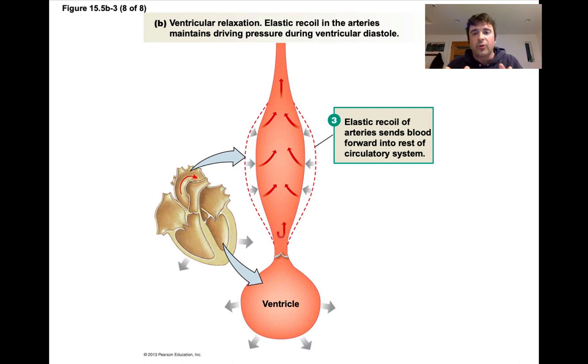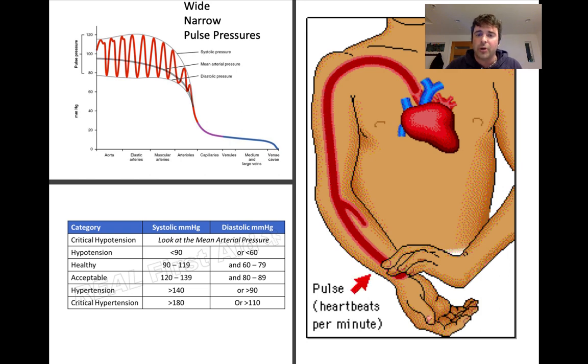The elastic recoil of arteries is really important in maintaining diastolic pressure because as the arteries recoil, they physically force blood through the cardiovascular system. They generate another pressure gradient that forces blood through the cardiovascular system, so our diastolic blood pressure doesn't plummet and we don't get a huge pulse pressure, the difference between our systolic and our diastolic, which would put a huge amount of stress on our arteries. So that's a really important value, pulse pressure.